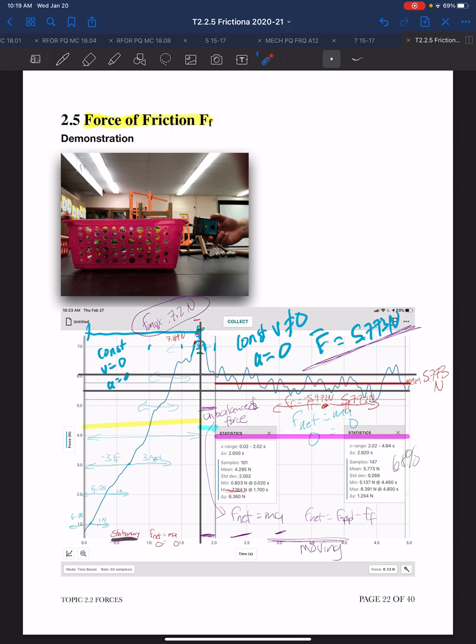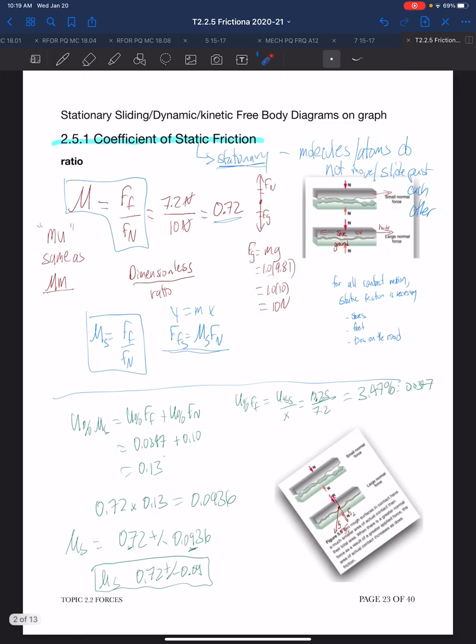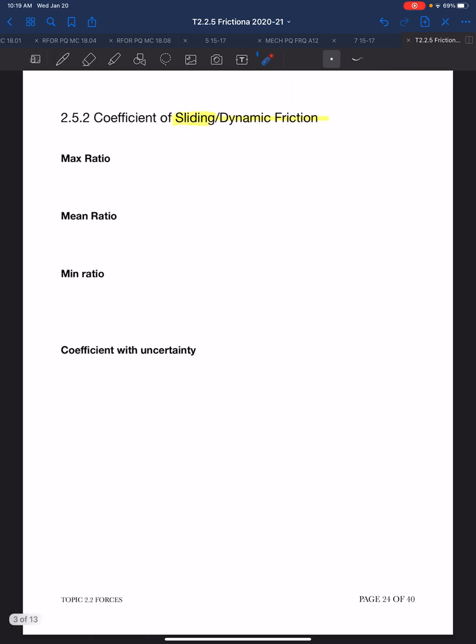What we found was the mean force applied, and therefore the mean force of friction, was 5.773 newtons with a standard deviation of plus or minus 0.268. So we had 5.773 plus or minus 0.268 newtons.